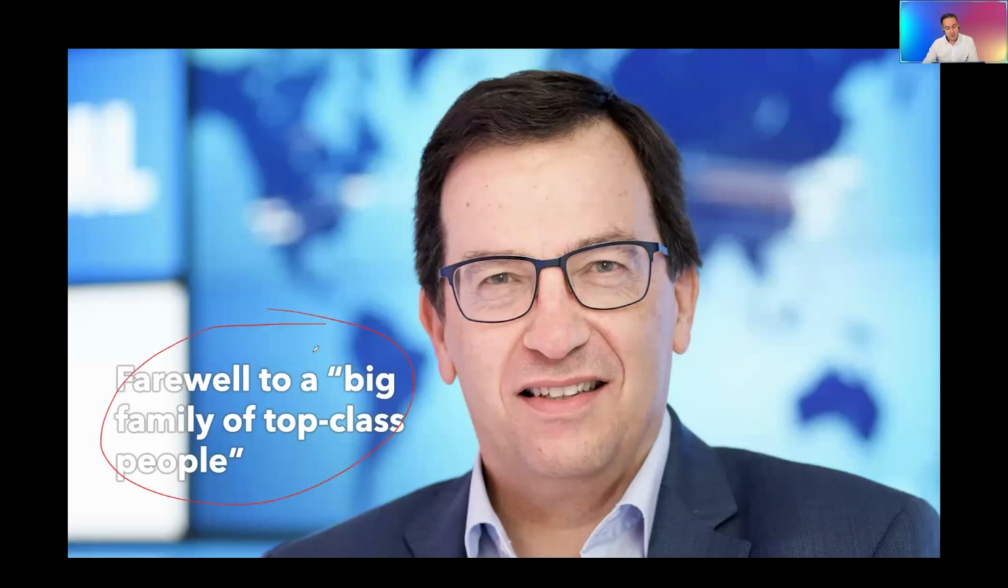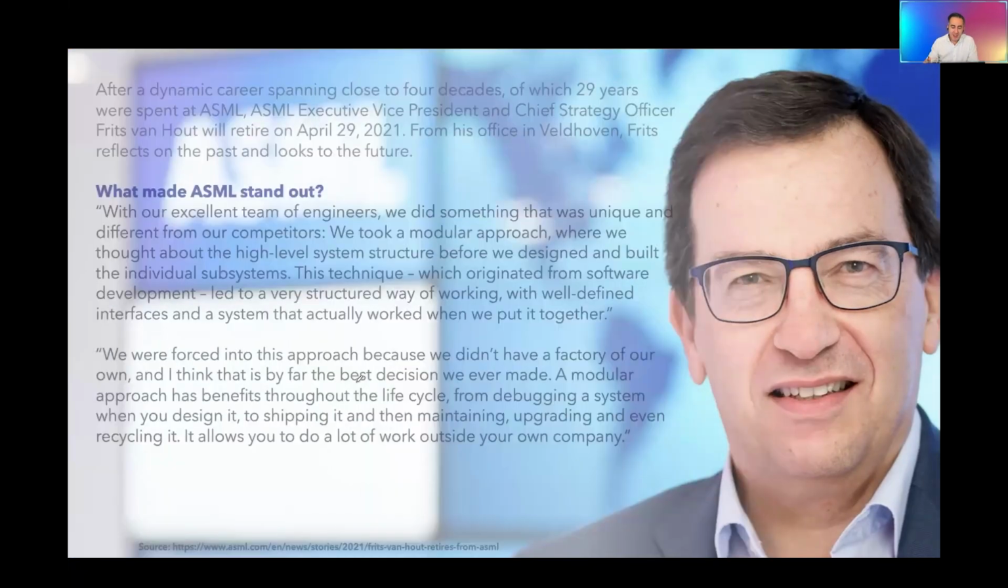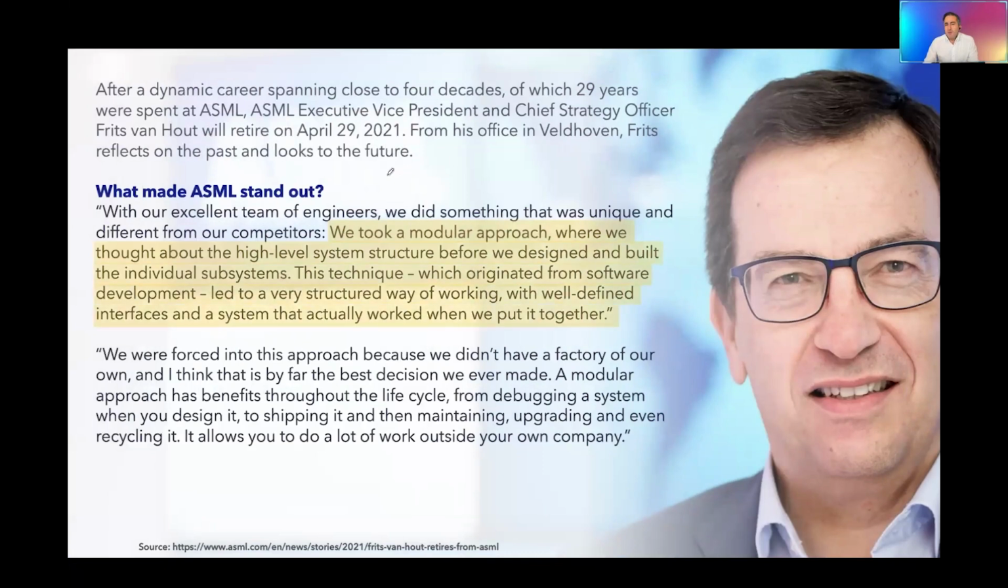The article itself is called A Farewell to a Big Family of Top-Class People, about ASML, one of the most successful companies in the Netherlands. They're hugely influential in the entire industry of chip making. In that bye-bye article, he shares a really nice nugget of information on how this happened. So why is ASML so successful? What made ASML stand out? And what he shared in his article is the following.